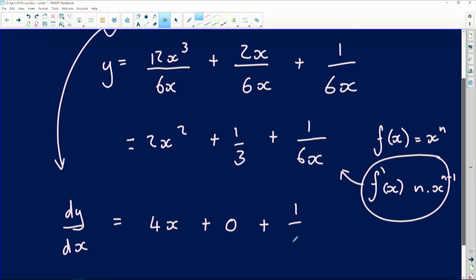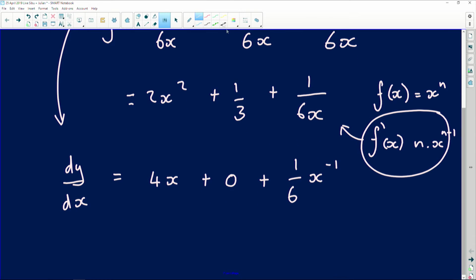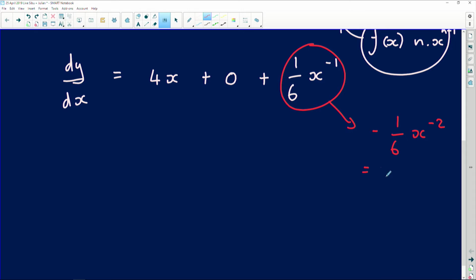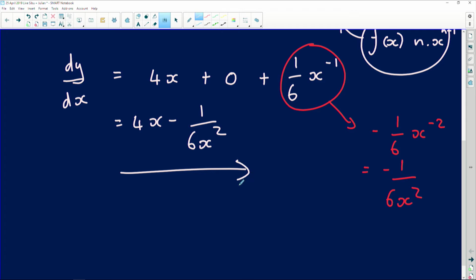It's really important to write this in a manner that you can have a power of x. If we differentiate this piece, we get negative 1 over 6 times x to the exponent of negative 2. That means we can rewrite this as negative 1 over 6x squared. So our final answer becomes 4x minus 1 over 6x squared. So that is the easy way to do it.